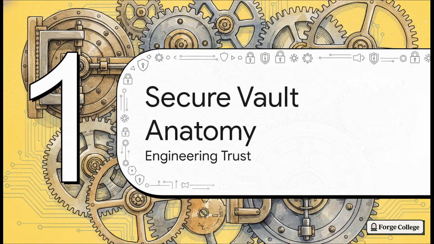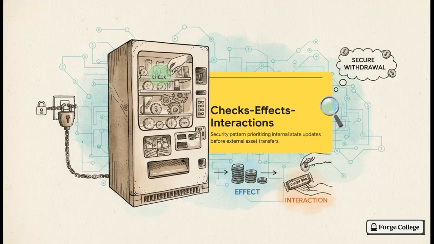Part 1. Anatomy of a secure vault. Engineering trust. Let's be honest for a second. Writing code that holds actual, real-world value is inherently stressful. It's not just a regular Tuesday at the keyboard. It feels more like defusing a tiny digital bomb, right? But we can eliminate that stress by engineering a mechanical system that doesn't rely on blind hope, but instead on a highly predictable sequence.